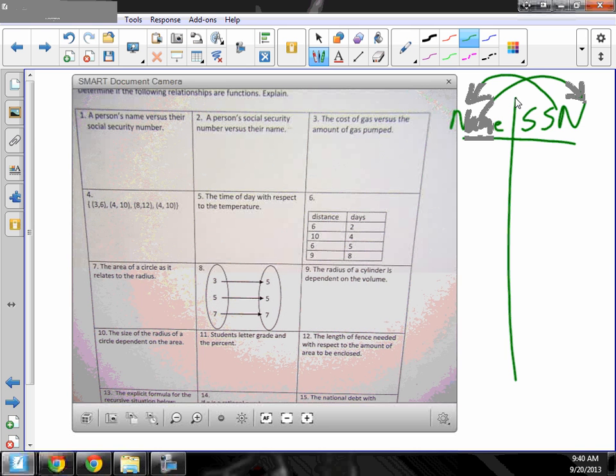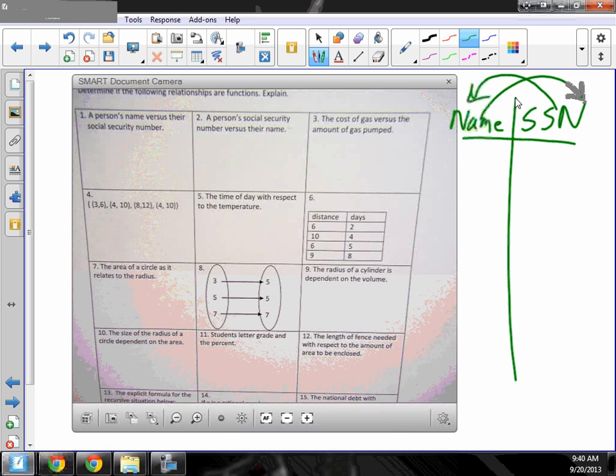There are two fours. Is that a problem? They both go to 10. So number four is a yes. Is the inverse a function? We'd have multiple 10s, but they both go to 4. So that is a function, and its inverse is also a function. Yes or no? Yeah. We're explaining. So all you need to write is yes or no. Okay.